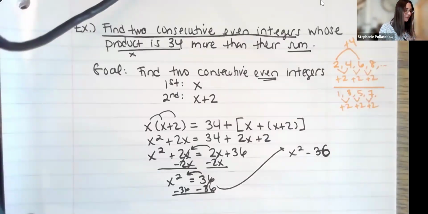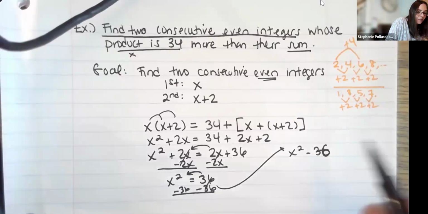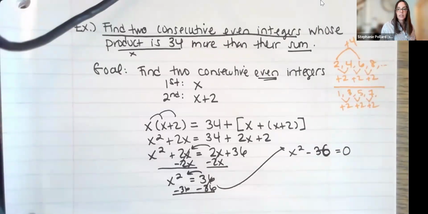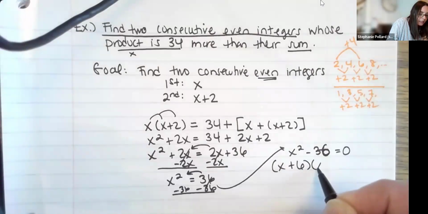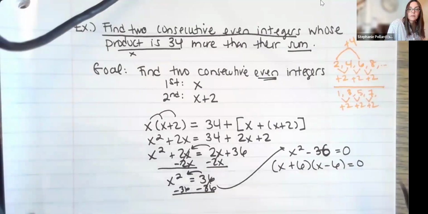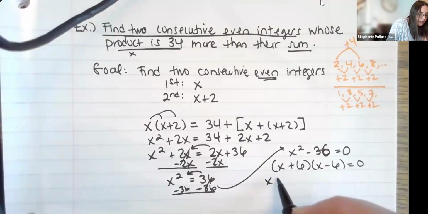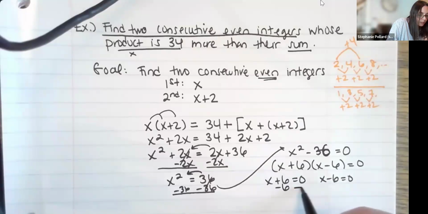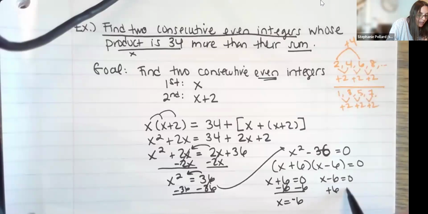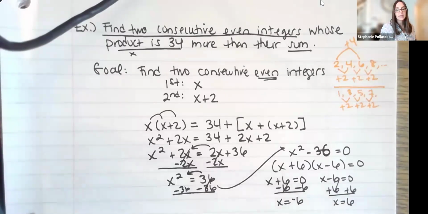Okay, let's keep going. So I subtract that 36 from both sides, and now I have x squared minus 36 equals 0. And now I can go ahead and solve by factoring. So x squared minus 36 factors into (x plus 6)(x minus 6). I set each of those factors equal to 0. In the first case, I subtract 6 and I get -6. And in the second case, I add 6 and I get +6.